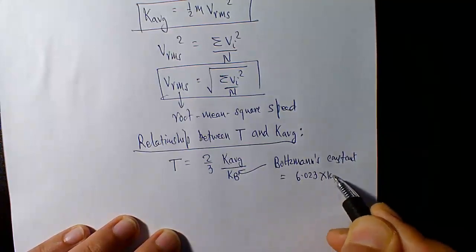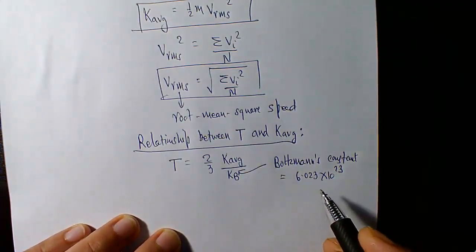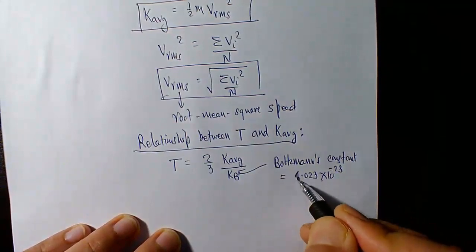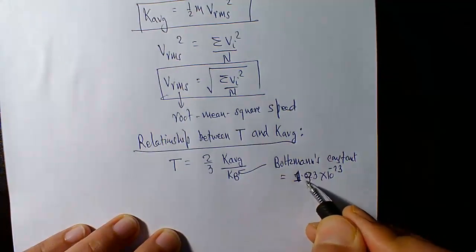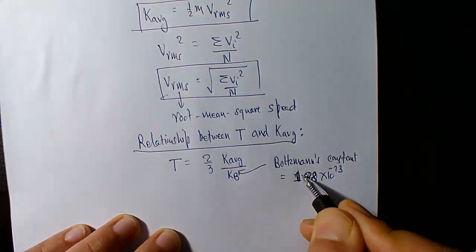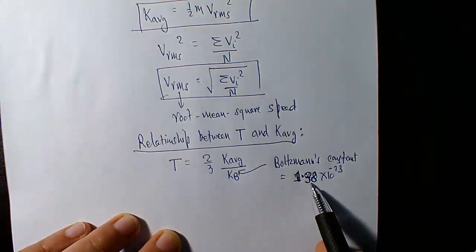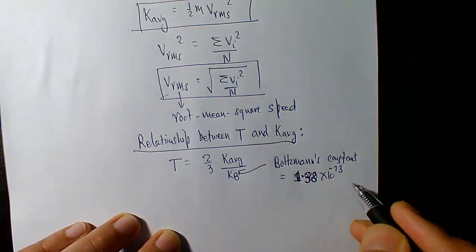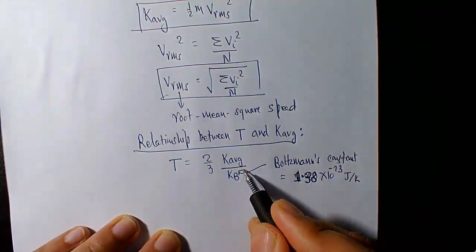Its number is, I'm sorry, I made a mistake here. The Boltzmann constant is 1.38 times 10 to the power negative 23. Its standard unit is joules per Kelvin. It's always a constant.